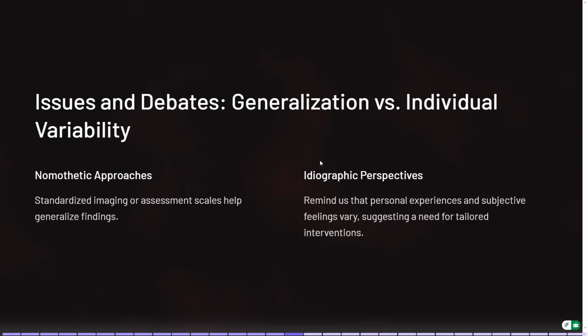Idiographic rather is trying to tailor the cause to a particular person, a personal situation. It reminds us that personal experience and subjective feeling vary, suggesting a need for tailored intervention. So this is also a possibility around the cause of ICD.